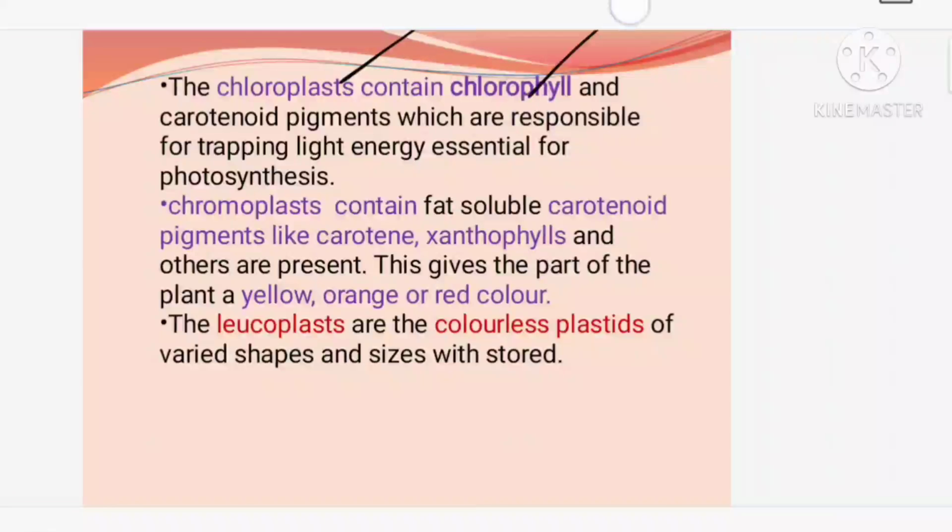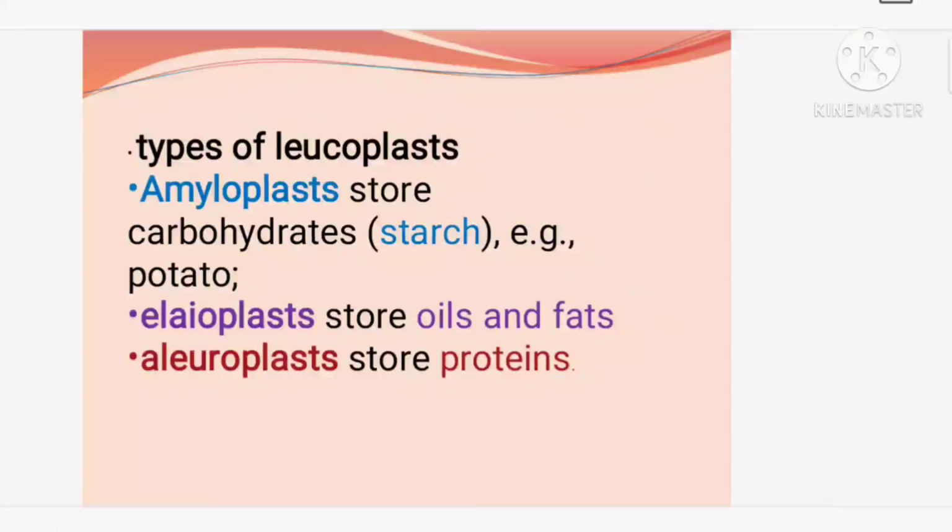Chloroplast contain chlorophyll, okay, for photosynthesis. Chromoplast contain fat soluble pigments like carotenoids, xanthophyll, carotene, all these things. They are imparting different colors. Leucoplast are what? Colorless plastids. They are of various shapes and sizes, and they are helping in storage. Now what they are storing? Based on what they store, they are of three types, okay.